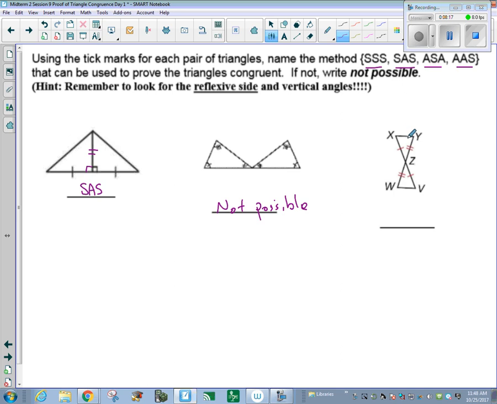But I do know things about when 2 lines cross, that these guys are vertical angles, and that vertical angles are congruent. So when vertical angles are congruent, then I can say I've got enough information to prove that this top triangle, XZY, is congruent to VZW by side, angle, side.